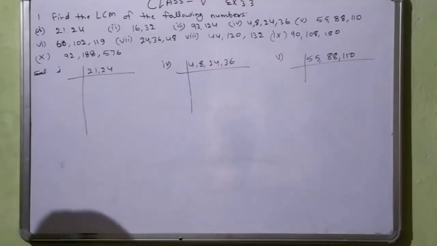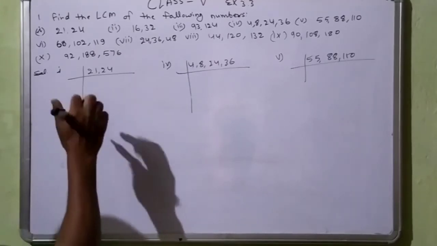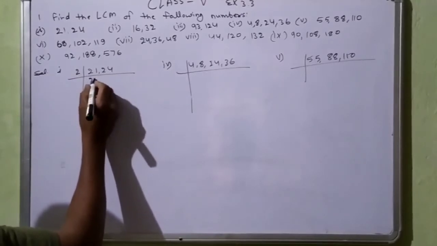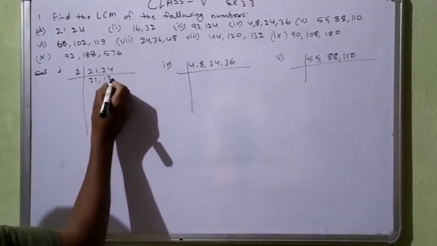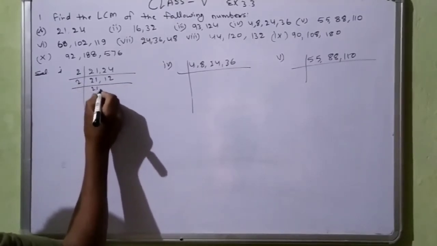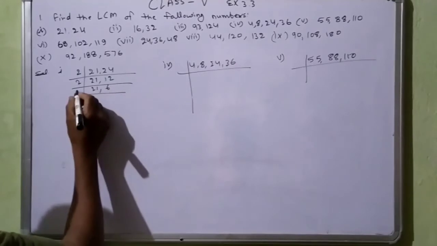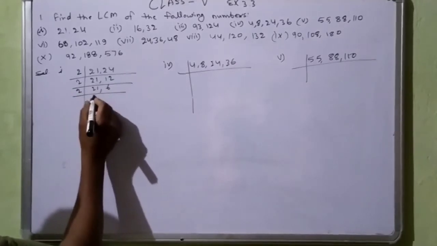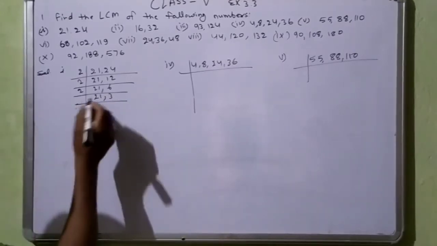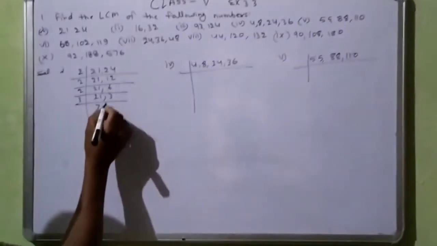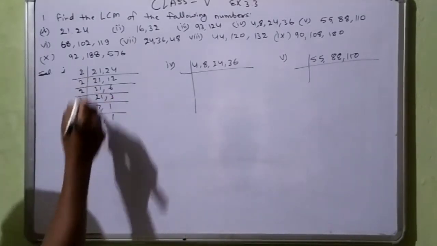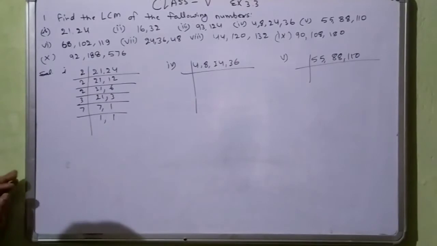First of all you will see which number is dividing. 2 is dividing 24, so 21 will remain the same. 2 ones are 2, 2 twos are 4. Again by 2, 21 is same, 2 sixes are 12. Again by 2, 21 is same, 2 threes are 6. Now 3, 3 sevens are 21, 3 ones are 3. Now 7, 7 ones are 7, 1. That means we have found 1, 1 here.